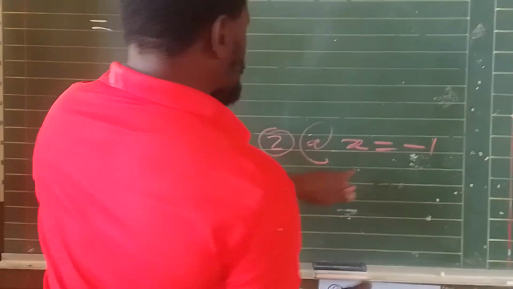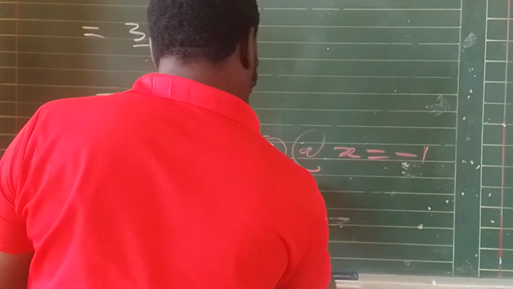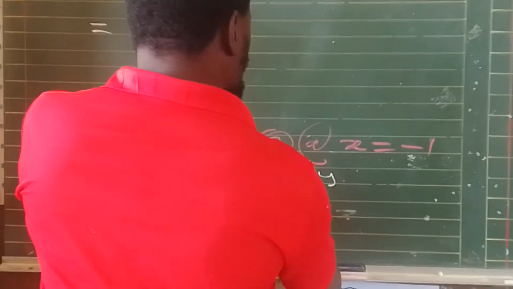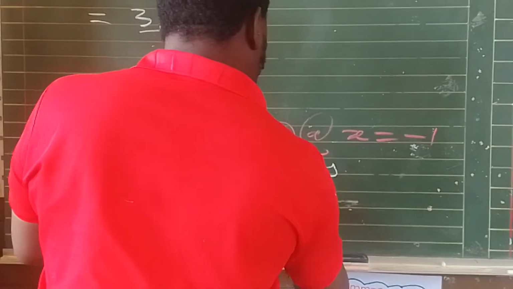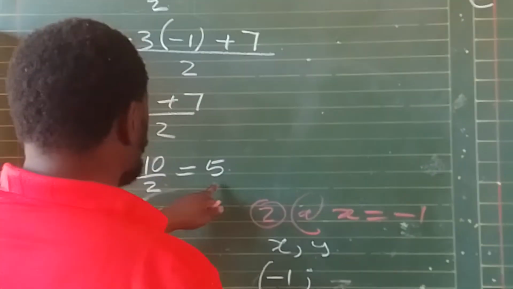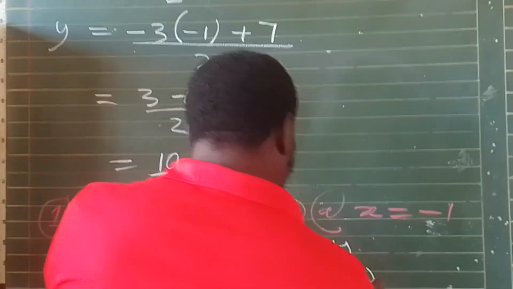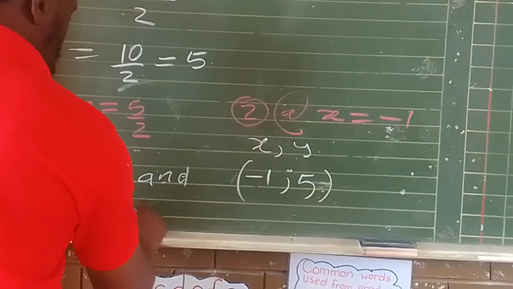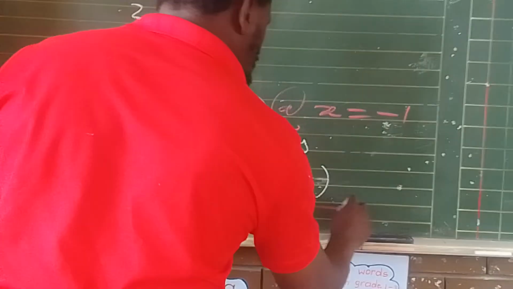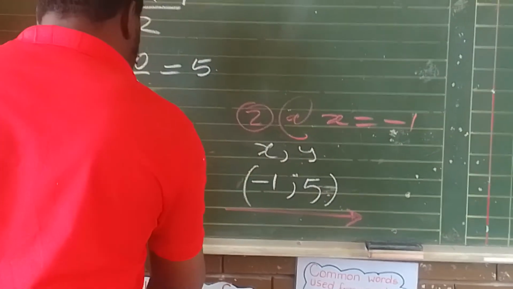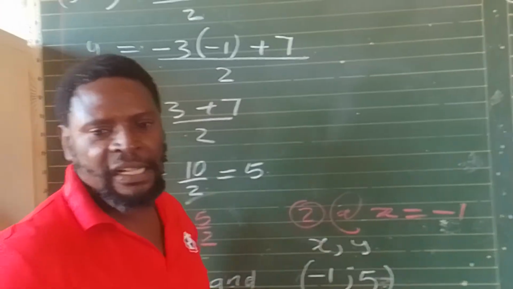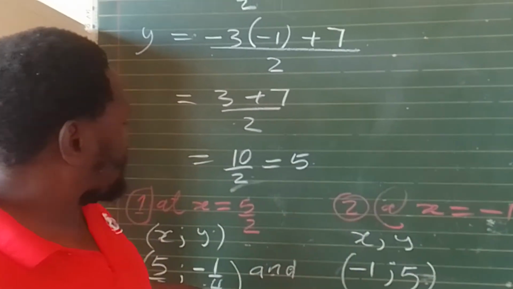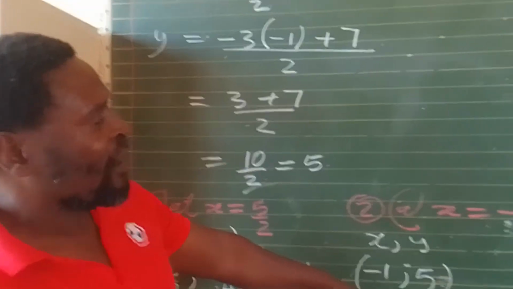And at x is minus 1, we start by saying x is to y. Where you see the value of x, you put a minus 1. The value of y will be 5. This is your final answer. This is how you do the simultaneous equation involving the linear and quadratic. Usually you get 2 answers for that.